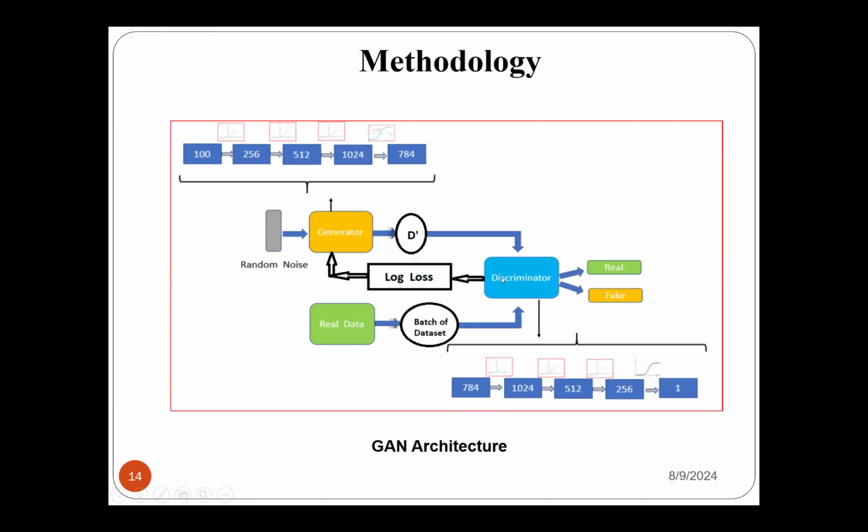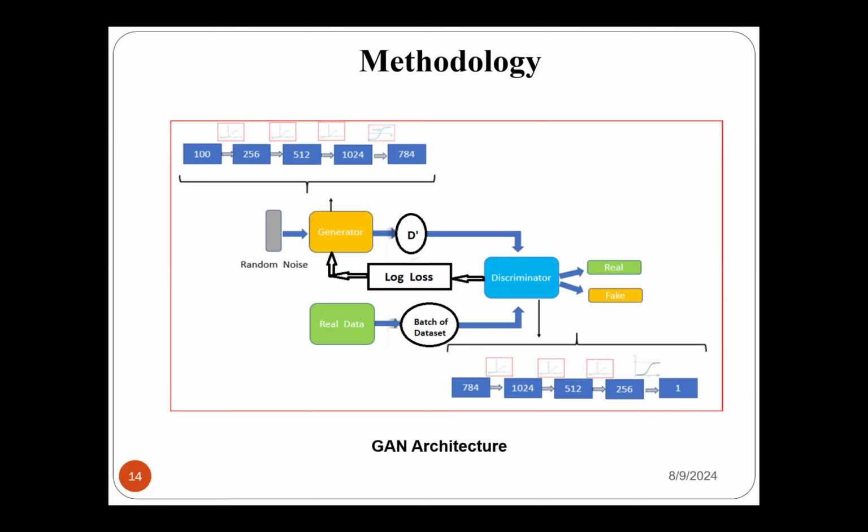So we'll see the GAN. This is the architecture of GAN. GAN consists of a generator and a discriminator. The generator's role is to take random noise and create samples of images, trying to create images similar to real images, but they are not real images. The generator's target is to minimize the log loss, while the discriminator's target is to maximize the log loss.